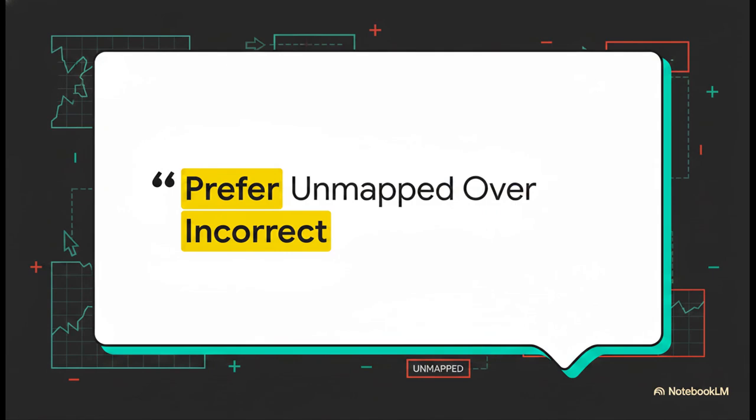And that leads to this incredibly important design principle: prefer unmapped over incorrect. What this means is, if the system is ever even slightly unsure about where a change should go, it just won't guess. It would rather leave a section of the code unmapped than risk applying a change in the wrong place. It is always, always about correctness over completeness.